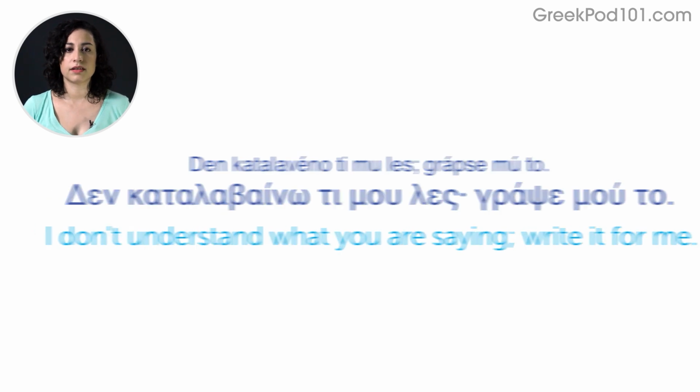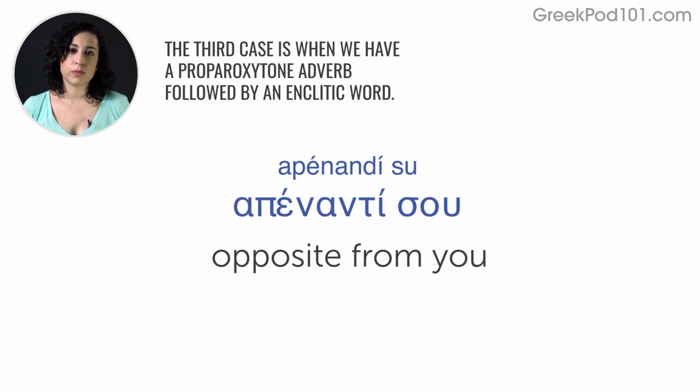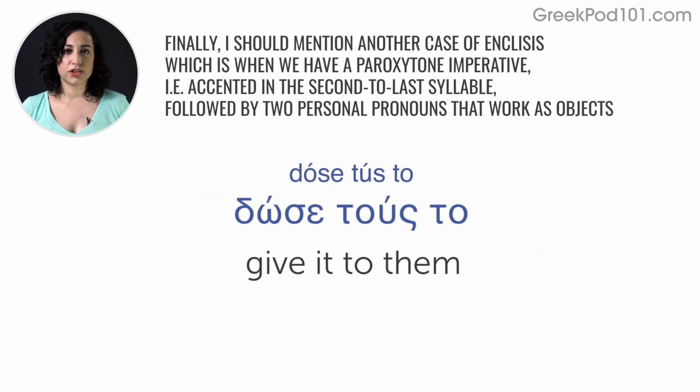The third case is when we have a proparoxyton adverb followed by an enclitic word. For example, απέναντί σου, opposite from you. Finally, I should mention another case of enclisis, which is when we have a paroxyton imperative, in other words, accented in the second to last syllable, followed by two personal pronouns that work as objects.